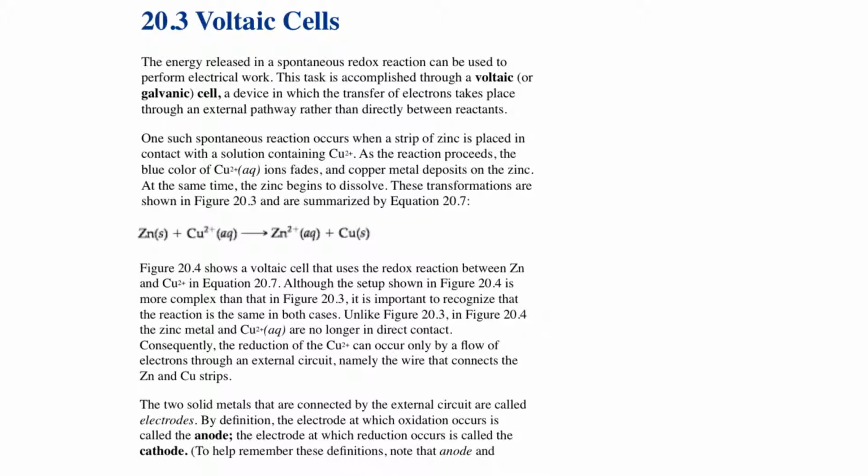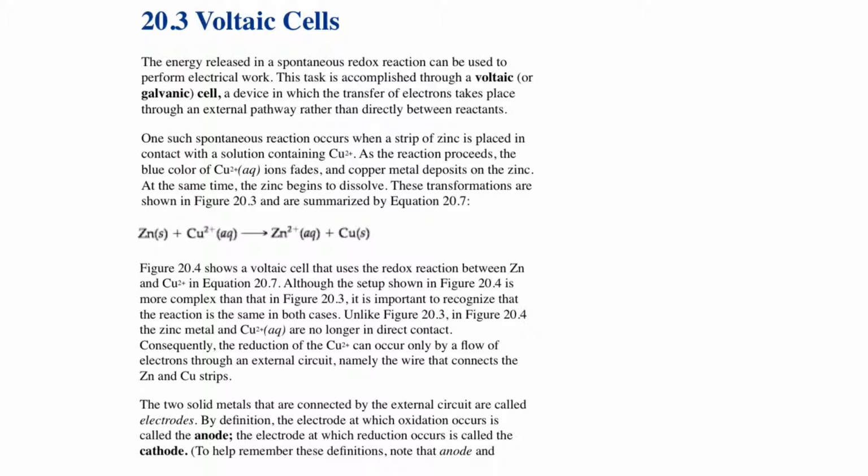One such spontaneous reaction occurs when a strip of zinc is placed in contact with a solution containing copper-2 ions. As the reaction proceeds, the blue color of the copper-2 ion fades and copper metal deposits on the zinc. At the same time, the zinc begins to dissolve. These transformations are shown in Figure 20.3 and are summarized in Equation 20.7: zinc solid plus copper-2 ion yields zinc-2 ion and copper solid.